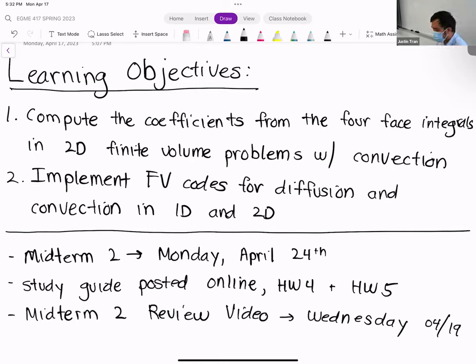Just like the first exam, I plan on having 4 or 5 short answer questions and 2 problem solving questions. You can definitely expect 1 problem from homework 4 and 1 problem from homework 5 in terms of how to set those up as algebraic equations. So it should be a good balance between those 2 homeworks.